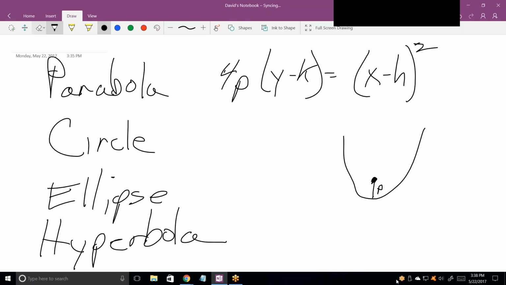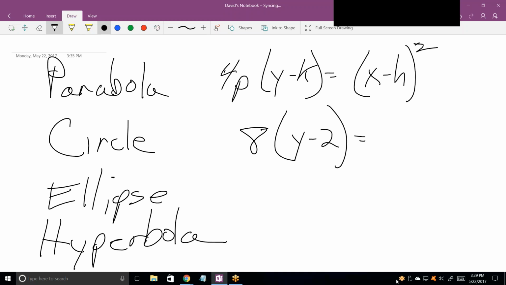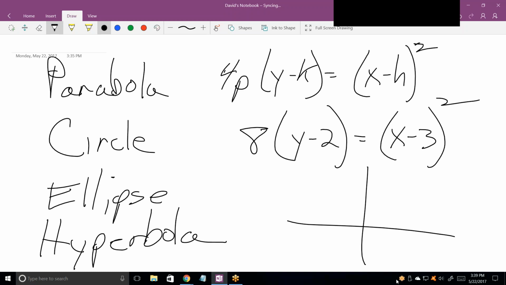Okay? So if I gave you an equation of a parabola, where's the vertex of that parabola? 2, 3. Remember, the x-coordinate always goes first. Oh. So 3, 2. Does it open up or down? Should open up. Remember, it doesn't matter whether the a is over here or the 4p is over there. If that thing's positive, it opens up. If a is positive, it opens up. Okay? Mm-hmm. So it's like that.